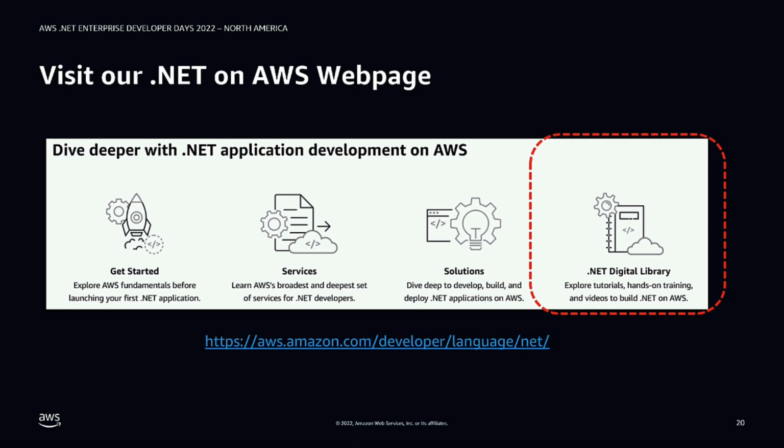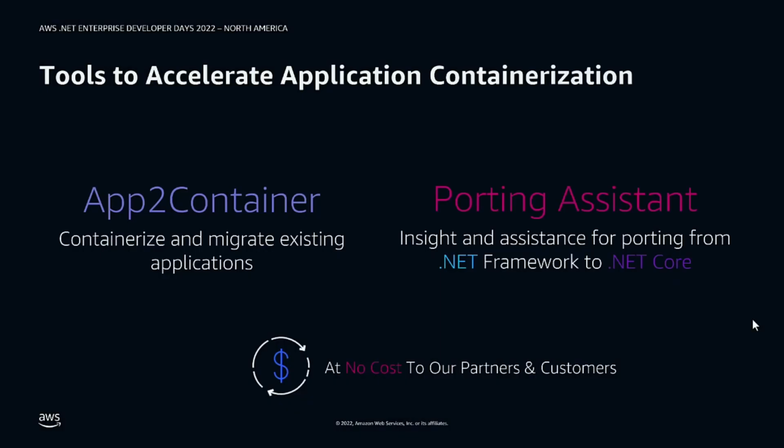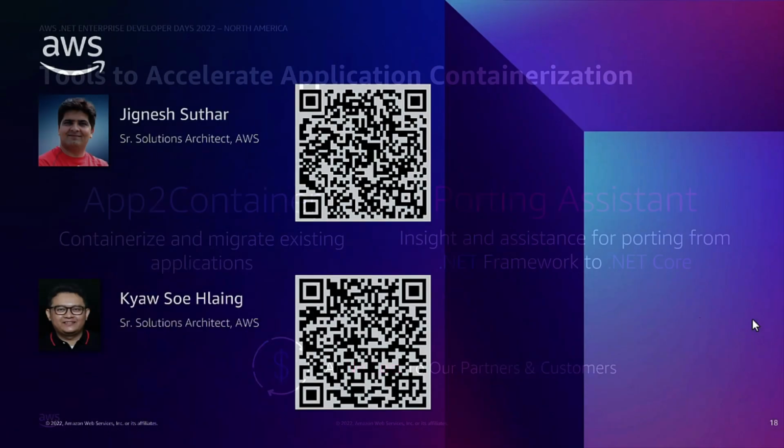If you are a consulting partner, it can also help your team to easily browse and navigate .NET content resources across build, migrate, and modernize pathways. We are very excited about these tools. They come at no cost to our customers and consulting partners. We hope it will help you to reduce the application containerization effort and accelerate the modernization process on AWS.